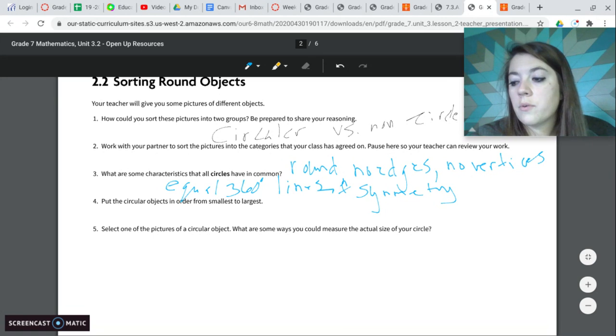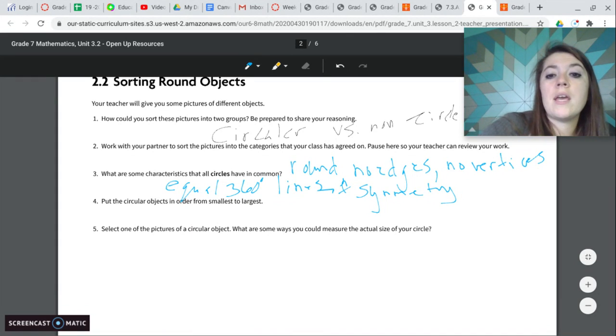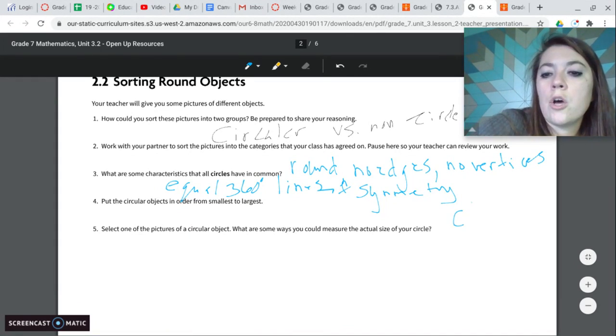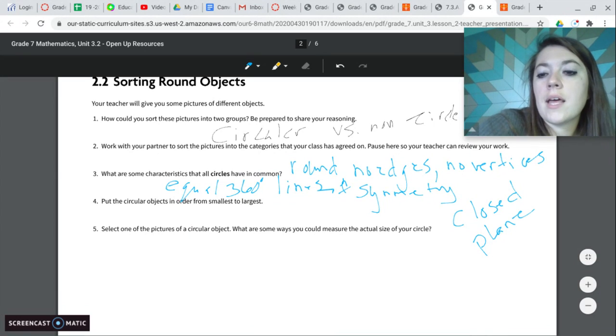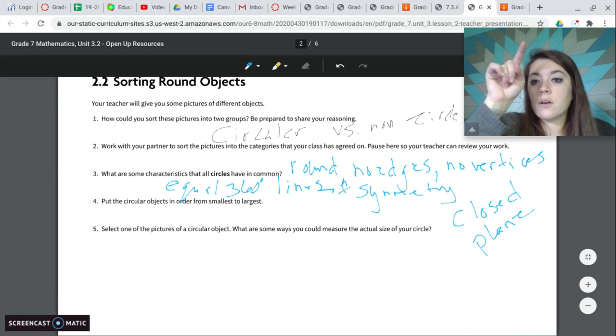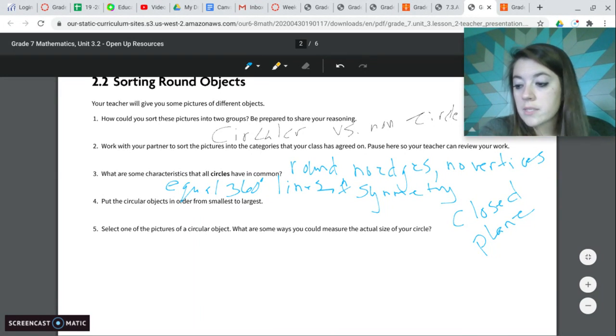What else? What else do we know about these circles? Why wasn't the pizza considered a perfect circle? Because it was missing a piece, right? So it has to be what's known as a closed plane. That means that it's a complete circle. There's no gaps. There's no missing pieces out of it.